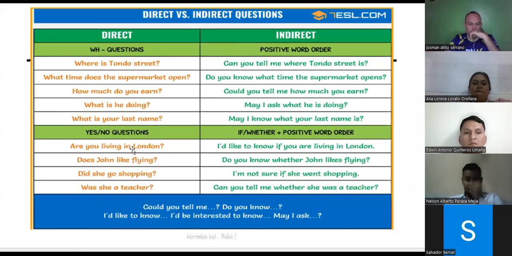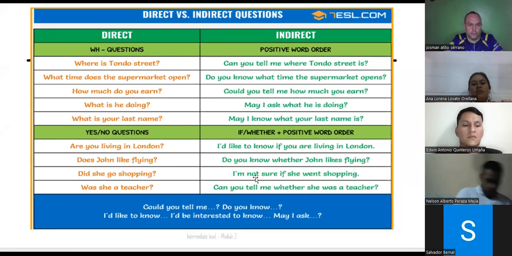So let's read. Are you living in London? I'd like to know if you are living in London. Miren, la frase introductoria es, I'd like to know if you are living in London. Does John like flying? Do you know whether John likes flying? Did she go shopping? I'm not sure if she went shopping.